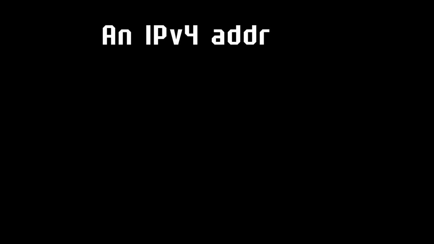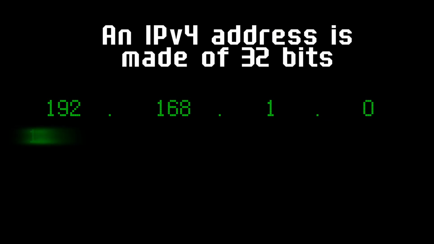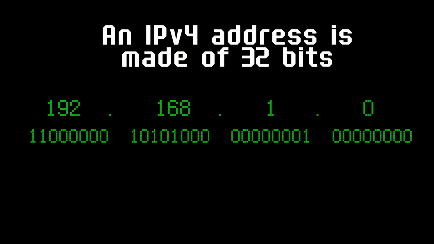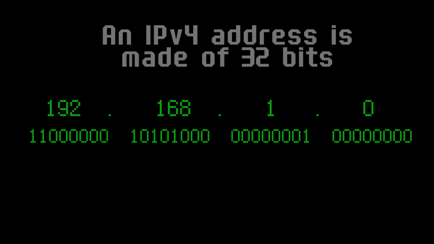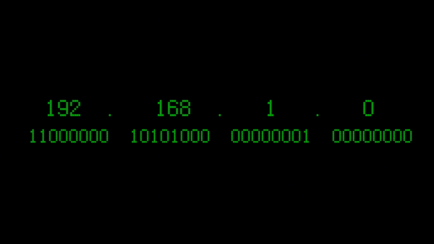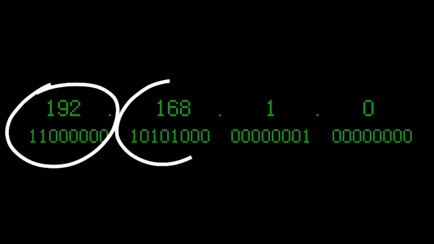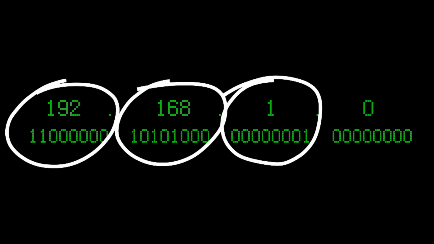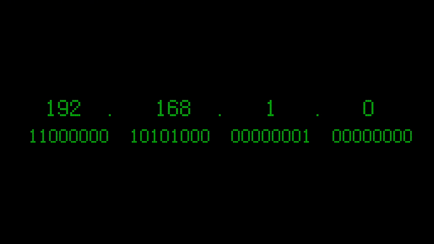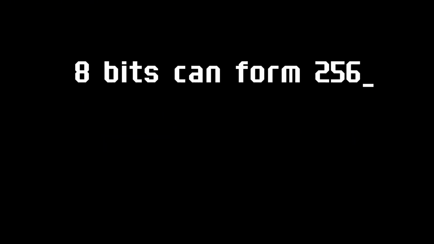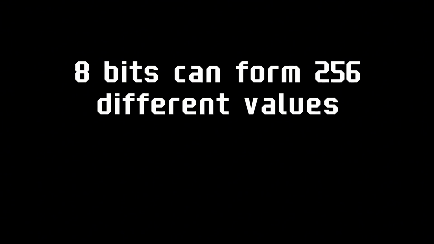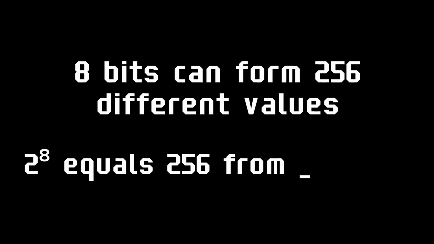An IPv4 address is made up of 32 bits, shown here as 4 groups of 8. To understand subnets, think of an IP like a street address. The first 3 groups act like the street name. Everyone on this metaphorical street shares that part. The final 8 bits act like the home number. 8 bits can form 256 different values. 2 to the power of 8 equals 256, from 0 to 255.